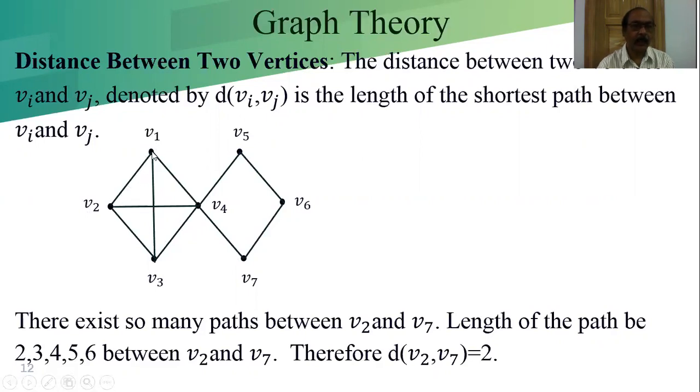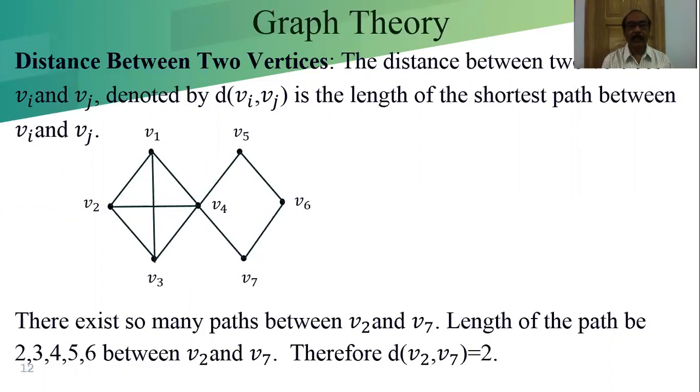If we consider V1 to V7, this is the path which has the minimum length. I can move this way also. This is another path from V1 to V7. This is also another path we can take from V1 to V7. There is another path. So by considering all the paths, we need to find the length of each path. Among them, which one is the minimum? That is the distance between the two vertices.